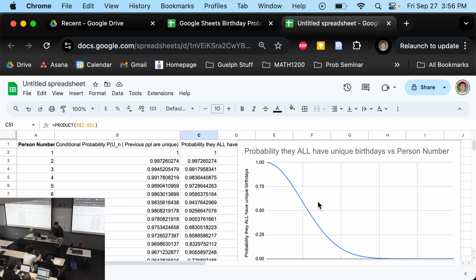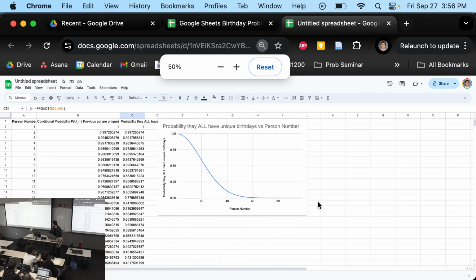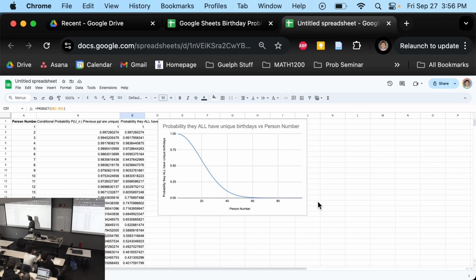Okay, that's the solution to the birthday problem, and we did it with the computer and with our probability trees. Questions or comments about any of that?